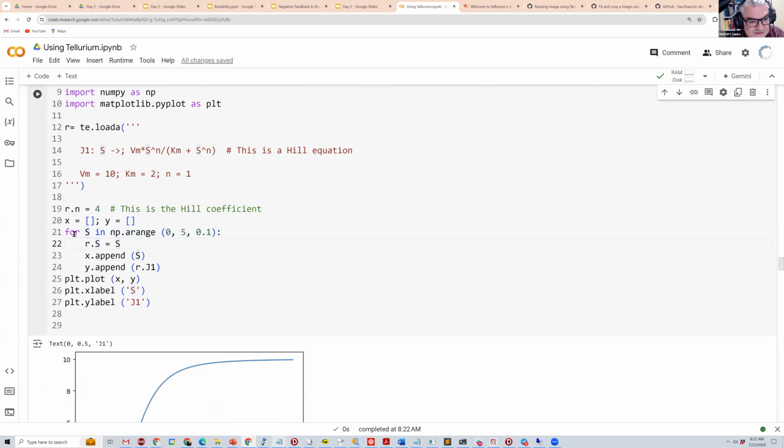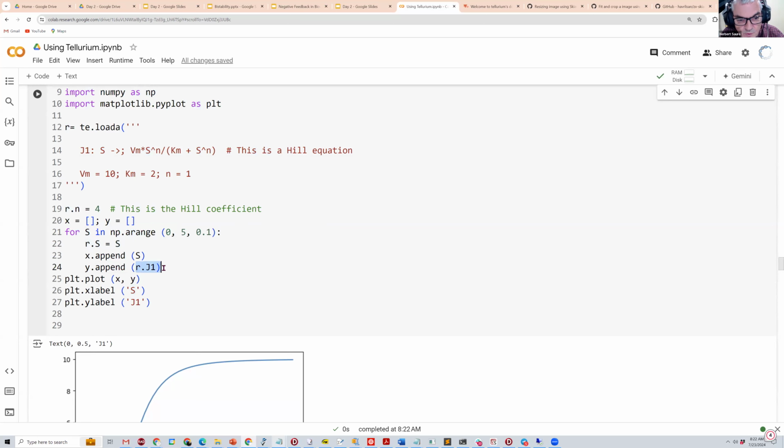So I'm going to start a list using this A range, and S is going to be assigned that value in A range each time I go around the for loop. And I'm going to assign RS, i.e. this substrate level in the model, to S. Now S is going to be my x-axis, so I'm going to append S to my X list, which is currently empty. The other thing I'm going to do is append the reaction rate through J1.